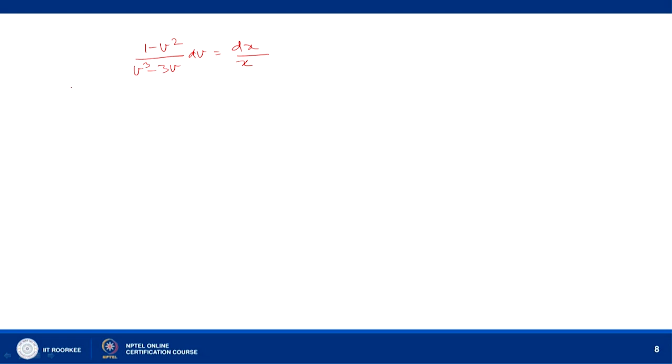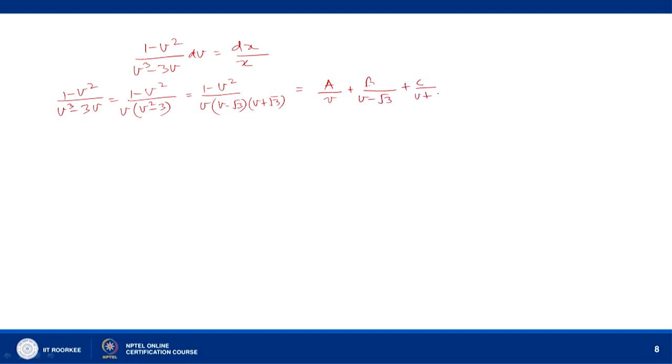So, let us consider 1 minus v square upon v cube minus 3v. I can write it as 1 minus v square upon v times (v square minus 3), which is 1 minus v square over v times (v minus root 3) and (v plus root 3). Then I can write it as A over v plus B over v minus root 3 plus C over v plus root 3. The values of A, B, C we can find.